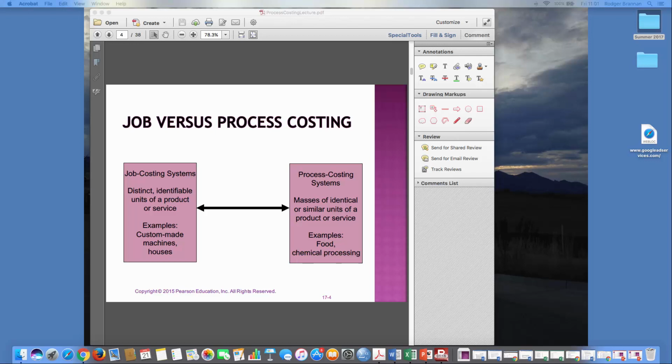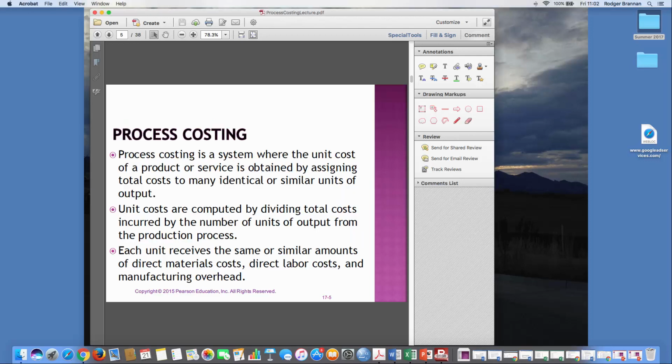So if what I'm producing is not distinguishable, then the item itself cannot become the cost object. The house, the car, the airplane that I'm producing can become its own cost object. But if I'm producing gasoline, there's nothing to distinguish one unit of output from another. So the cost object is going to have to be moved upwards a little bit within the corporate chain.